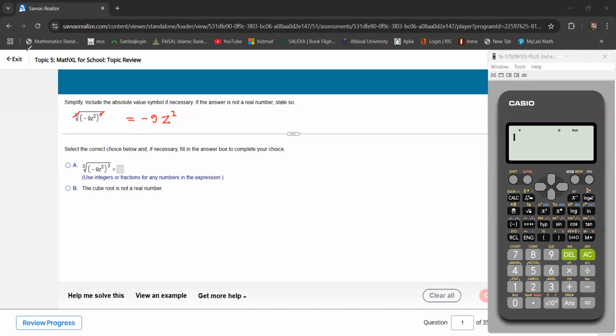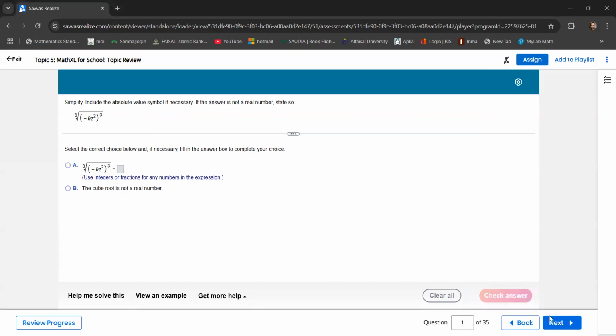Select all the correct choices below and if necessary fill in the answer box to complete your choice. We have solved the problem already. So we can go for the next question.